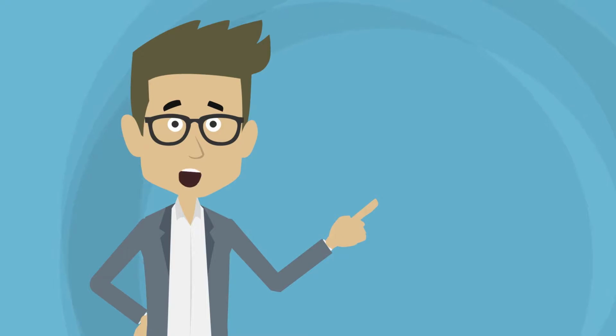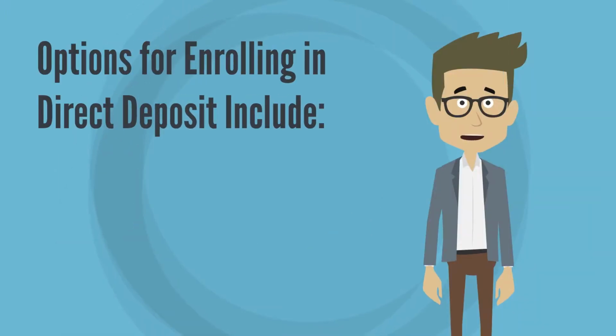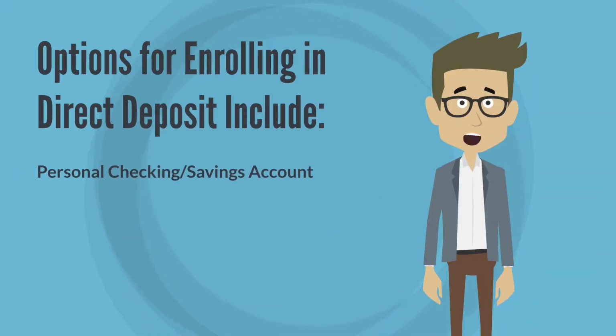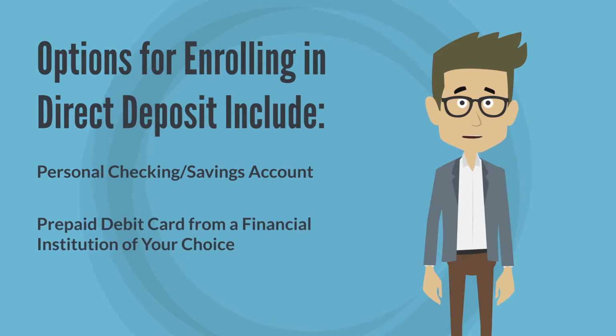All state employees paid through Edison HCM payroll system will be required to use direct deposit to receive payroll-related payments and shall utilize ESS to access their wage salary statements such as pay stubs. Options for enrolling in direct deposit include a personal checking or savings account or a prepaid debit card from a financial institution of the employee's choice.